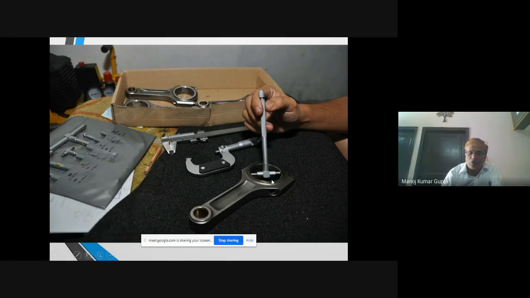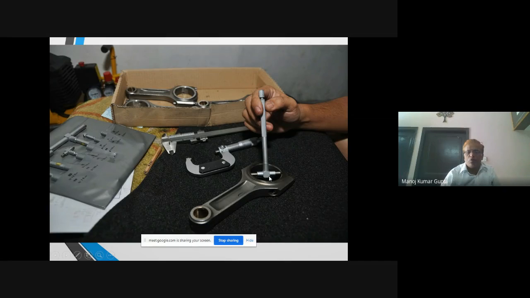Connecting rod, I have told you, this is the big end bearing, and this is the small end bearing. Small end bearing is used to connect the connecting rod with the piston. There is a pin in this hole, and there is a bearing inside this. Bush bearing type is there.